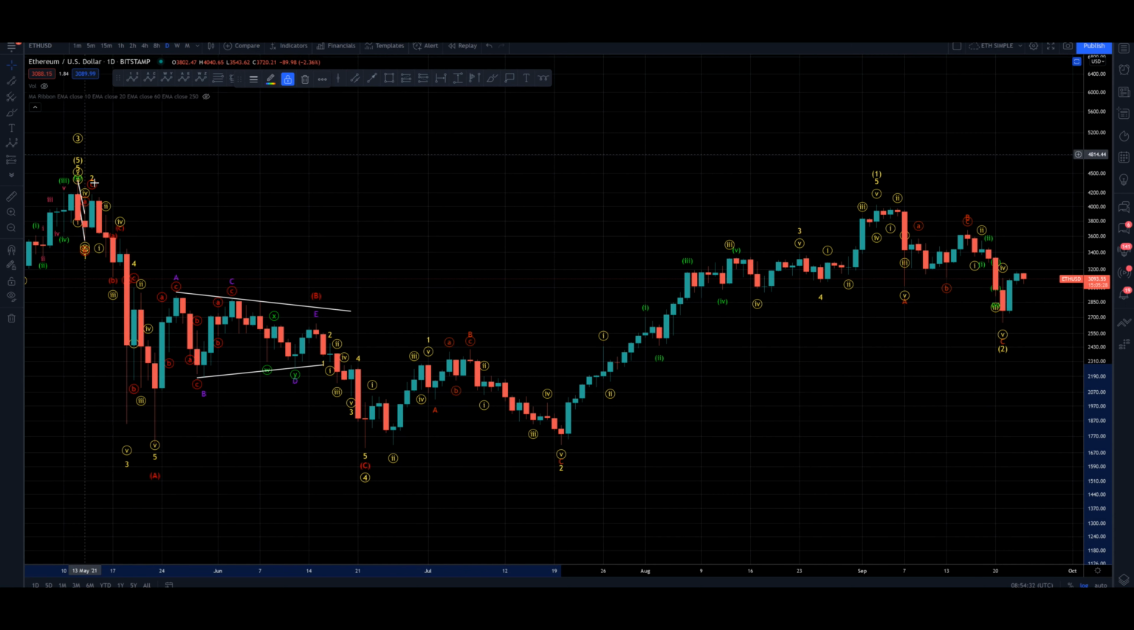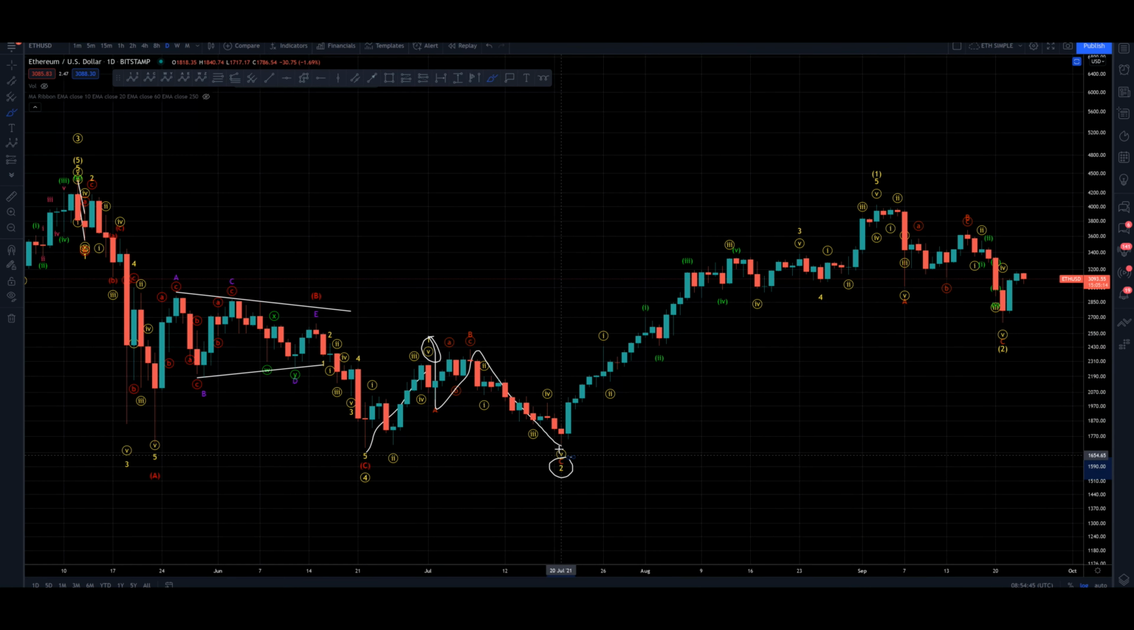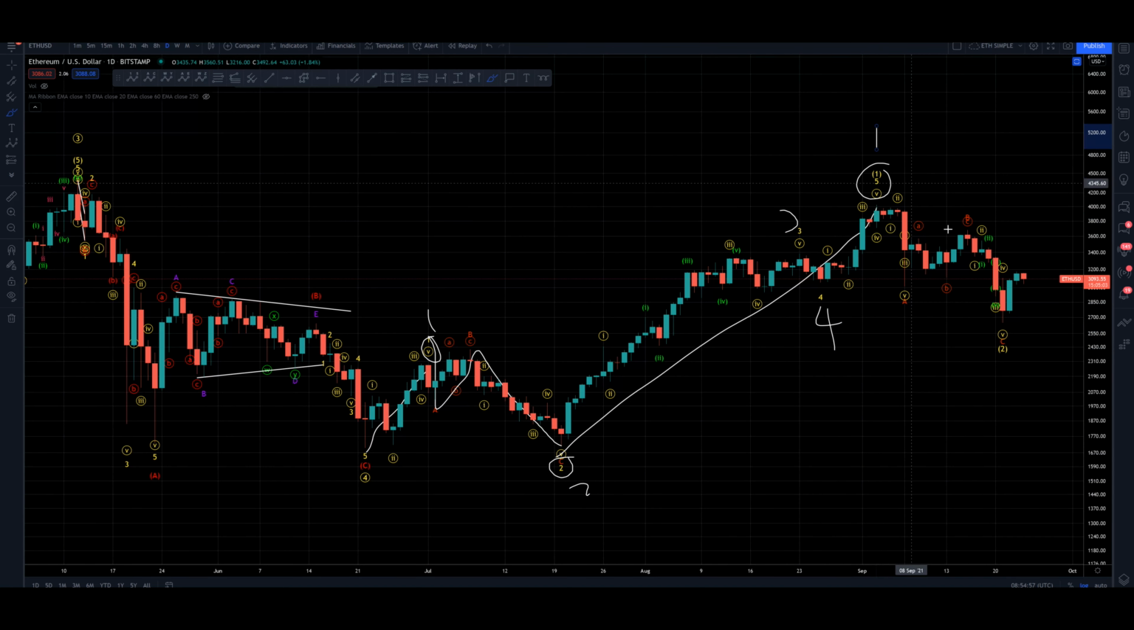So this is an A, B, C with a triangle in the B, and then we've come off of the low here in 5 waves into a minor 1, and then we've had a 3 wave ABC expanding flat into a 2, and now we've either done 5 waves into a 1 at intermediate degree. This is the 1, 2, here's the 3, here's the 4, into a 1 at intermediate degree, into a 2 at intermediate degree, and now we're off in a 3 and we're running. Okay, that's the most bullish interpretation.